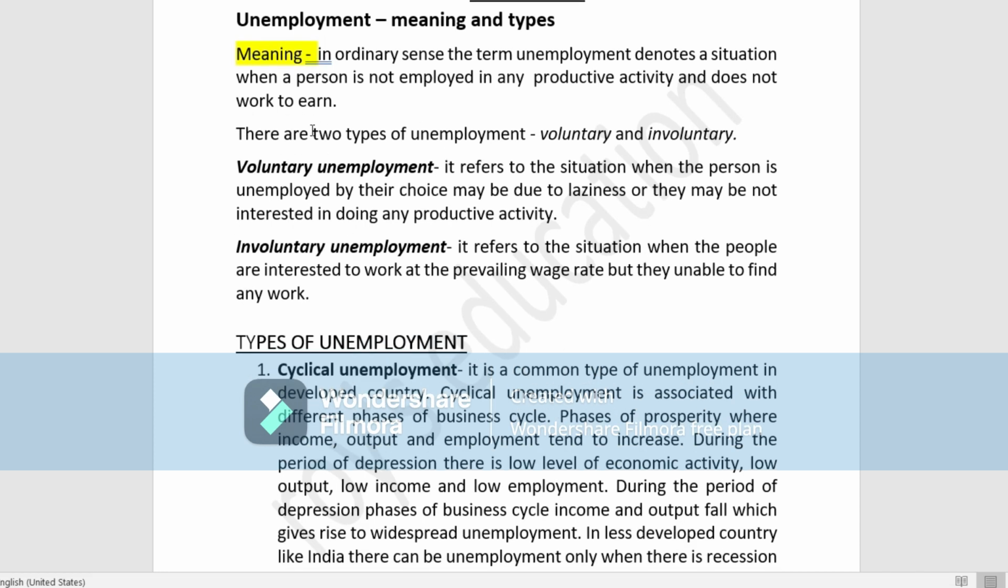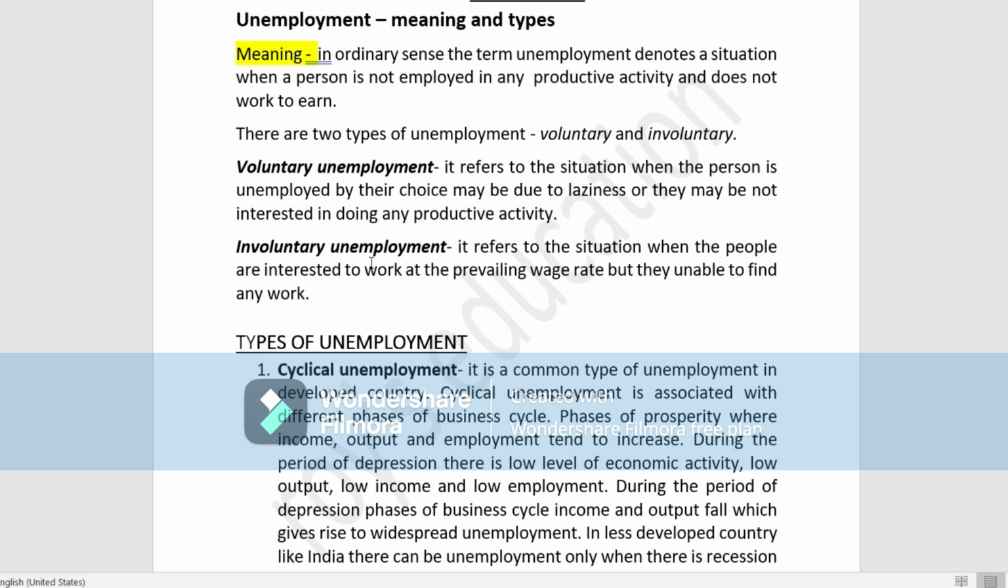Now, let us know the meaning of voluntary unemployment. It refers to the situation when a person is unemployed by their own choice. That means due to laziness, or they are not interested in doing any type of productive activity and earning. So this is voluntary unemployment. They do not want to do any work, maybe because they are lazy or not willing to work. They will sit in the house and enjoy their leisure time.